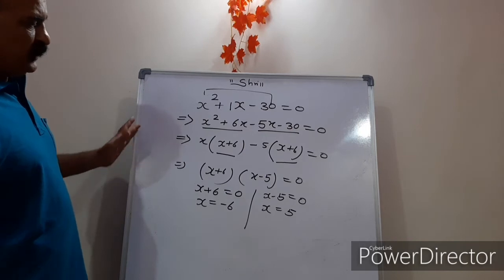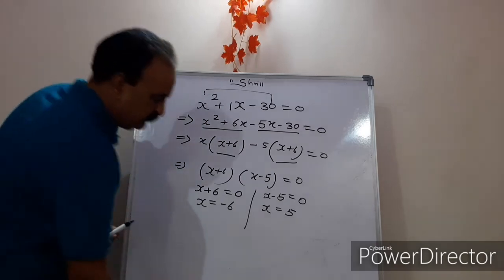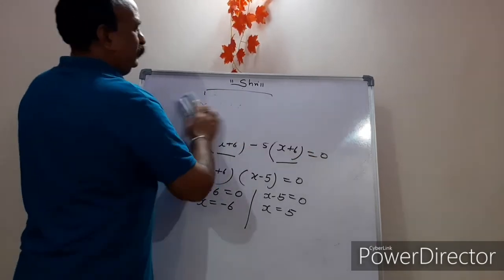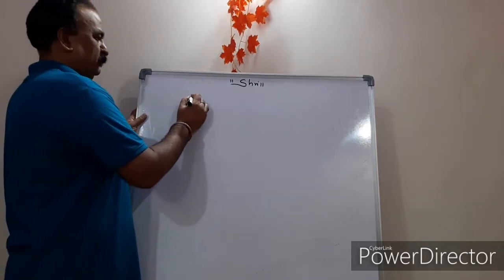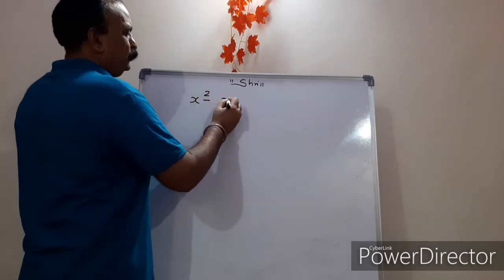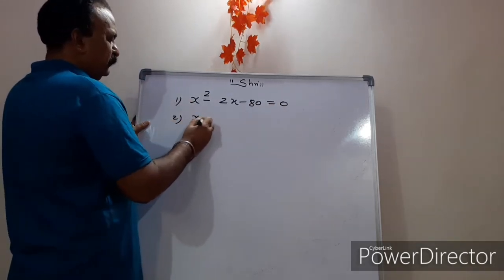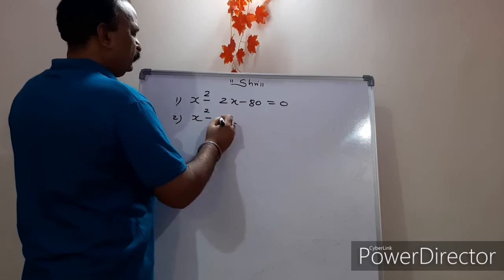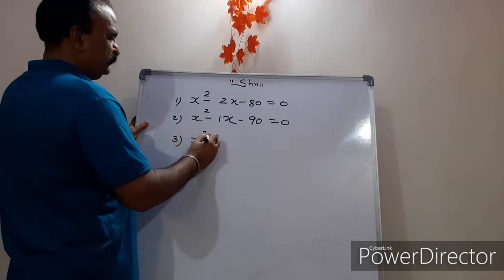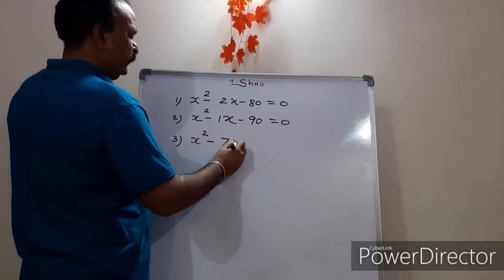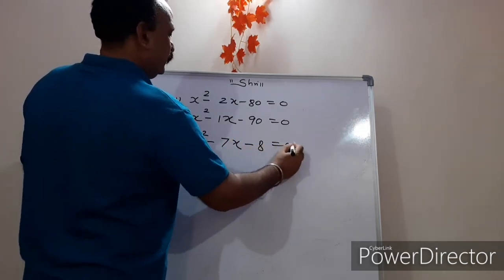Now you note down. Now I am giving you some questions for practice. You can solve them. Just you solve. First question: x square minus 2x minus 80 equal to 0. Second question is x square minus 1x minus 90 equal to 0. Third question is x square minus 7x minus 8 equal to 0.